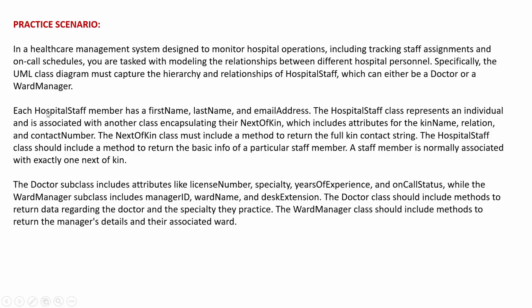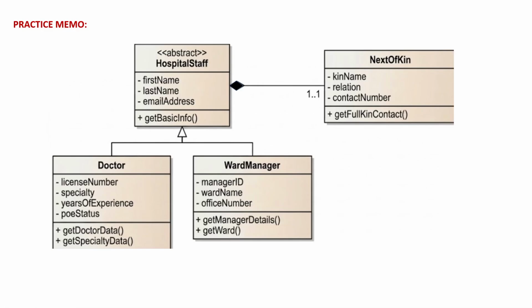And then each hospital staff member would be linked to a next of kin, exactly one next of kin. And here we have the attributes for the next of kin and the methods that are needed for the next of kin. Then we see the methods specifically for the doctor. The doctor class should include methods to return data regarding the doctor and the speciality they practice. And the ward manager class should include the methods to return the manager's details and their associated ward. So let's take a look at it.